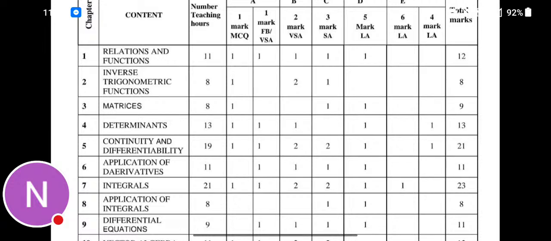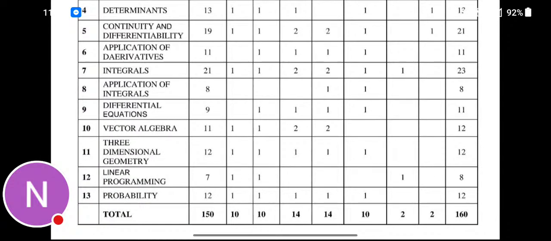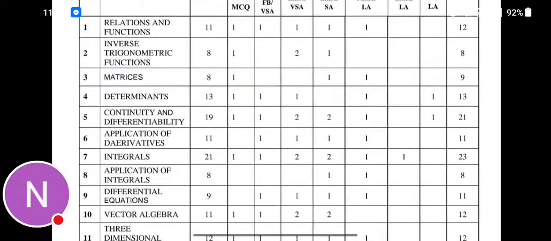Another is determinants. It is also an easy chapter. You can try for 8 to 10 marks in determinants, and matrices is also an easy chapter. You can try for 5 to 7 marks. So let us take it as 5 here. 8 to 10, let us take 8 marks. Here 6 marks let us take. Total it is 14 plus 5, 19 marks. Another 2 marks you need.